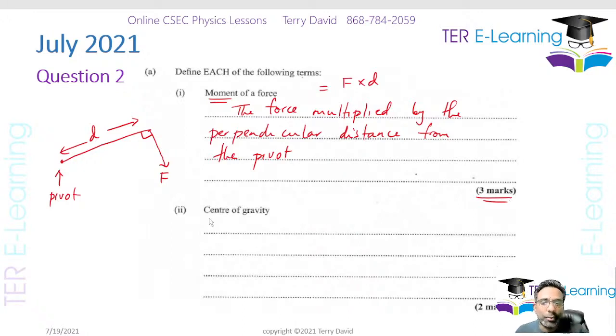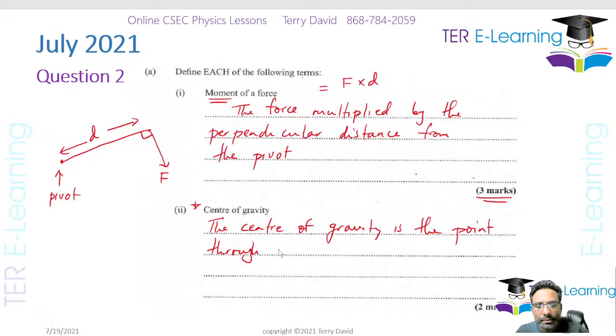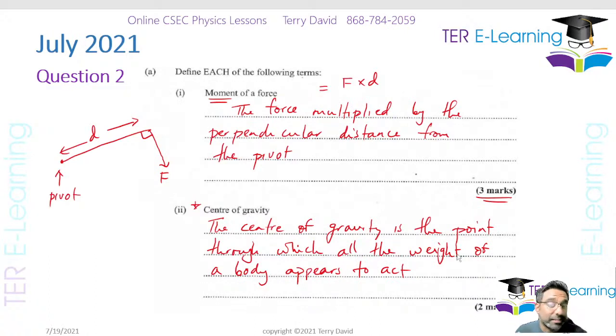The next part, part 2, they want to know what is my center of gravity. So the center of gravity is the point through which all the weight of a body appears to act. Any simple definition like that, that's it. They just want a simple definition for center of gravity.